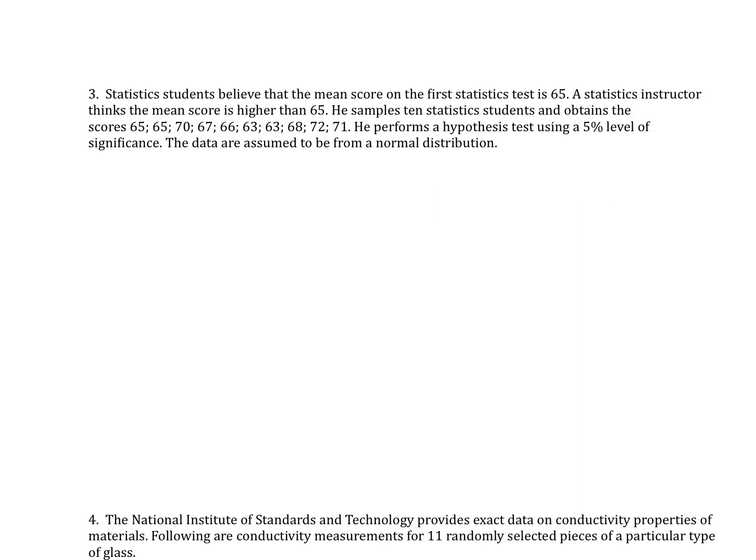All right. Number 3, statistics students believe that the mean score on the first statistics test is 65. A statistics instructor thinks the mean score is higher. He samples 10 statistics students and obtains the following scores. He performs a hypothesis test using a 5% level of significance. The data are assumed to be from a normal distribution. So, my H1 is that the mean is greater than 65. My H0 is that the mean is 65.